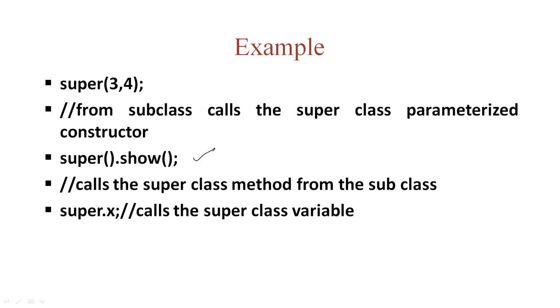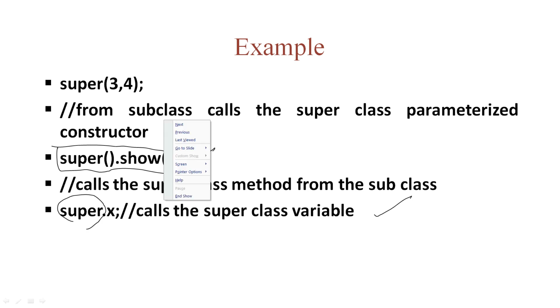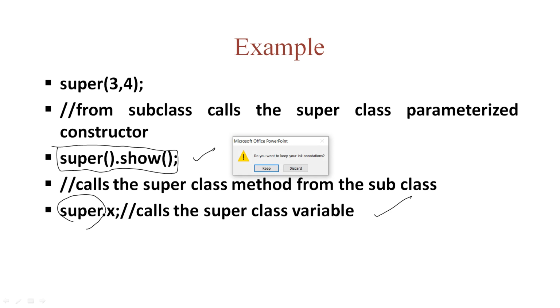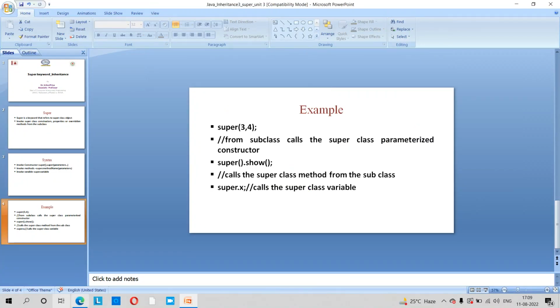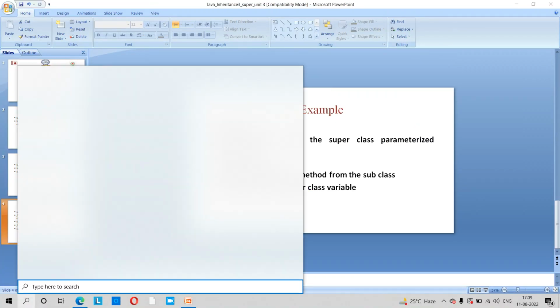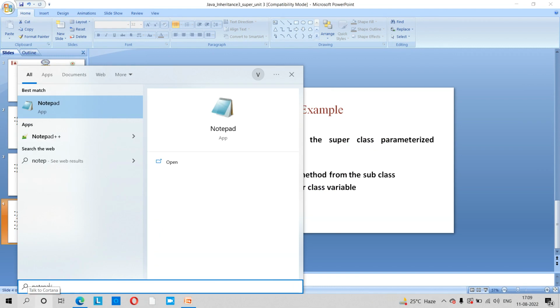Super dot show, object dot method, which calls the superclass method from the subclass. And for the variable, super dot x, which calls the superclass variable. So these are the examples, and now we can go to an example practical Java program.